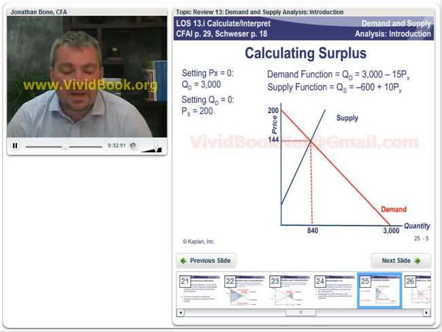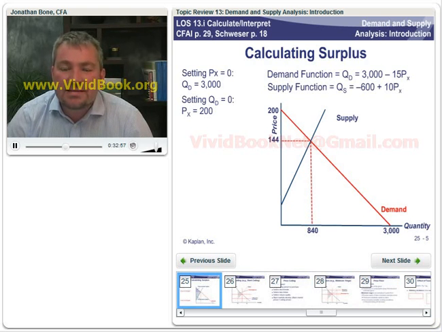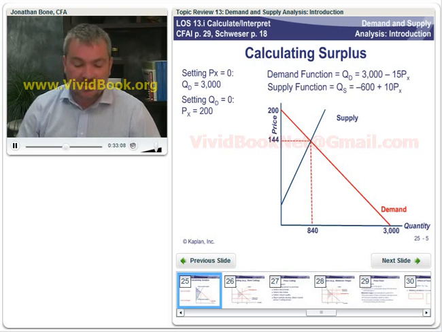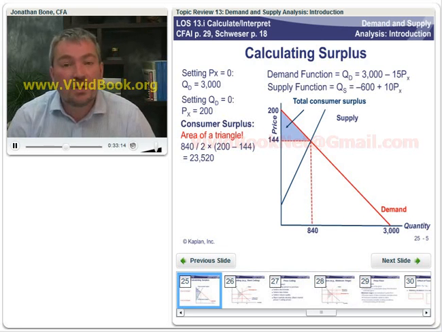Notice we can compute our consumer surplus now, because it's the area of the triangle. Half the base, well, we know the base distance is from 0 to 840, so half of 840 is 420, times the height, and the height is the difference between 200 and 144, which of course is 56. So the area of our triangle, half base times height, gives consumer surplus of 23,520. And of course, if it was in dollars, it would be dollars.